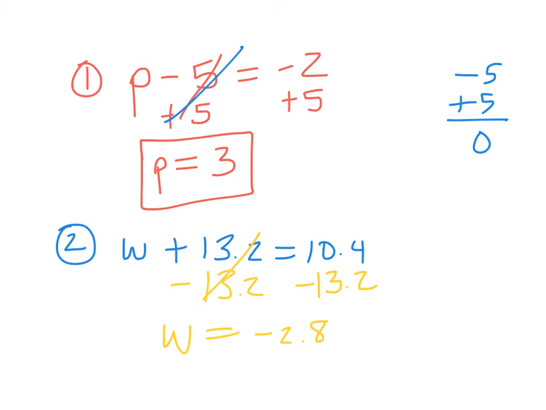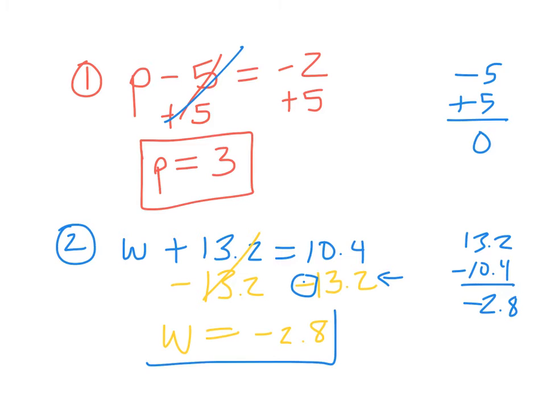Okay, because the negative number is larger, you're going to have a negative for your answer. That makes sense? The way I do that in my head is I do 13.2 minus 10.4, and then I throw the negative in front of it. That's the fast way to do it. You just do the bigger number minus the smaller number, but recognize that since it's the larger negative, it's a negative answer. Okay, so w is negative 2.8.